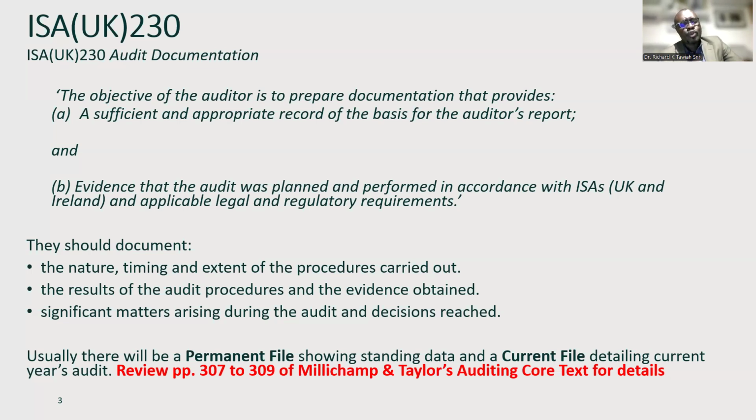Now, we should document the nature, extent and timing of the procedures carried out, the results of any audit procedures and the evidence we obtained, and then any significant matters arising out of the audit and the decisions reached must all be documented. There is typically a permanent file and then a current file. I would ask you to review pages 307 to 309 of Mellichamp and Taylor's Auditing Course for the details on the permanent and current file.